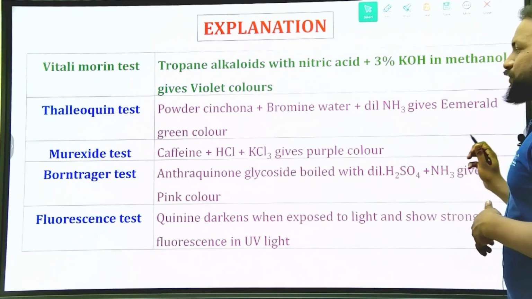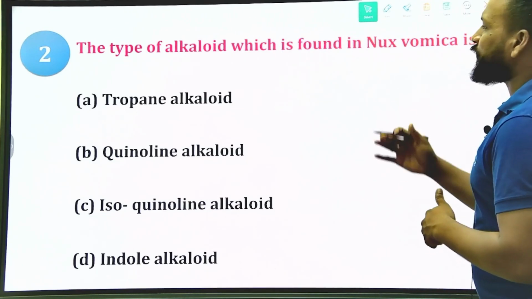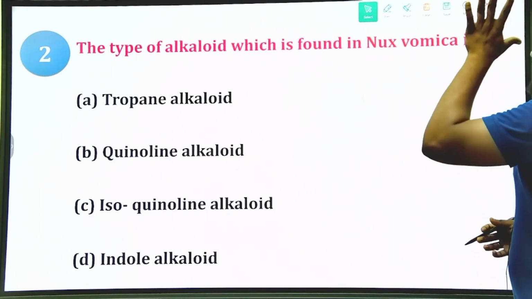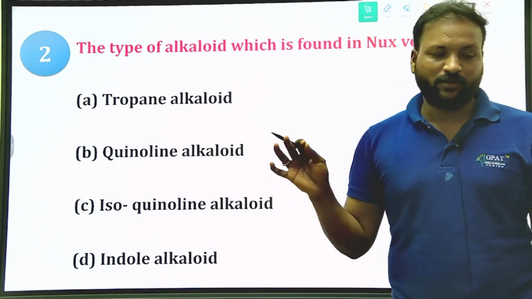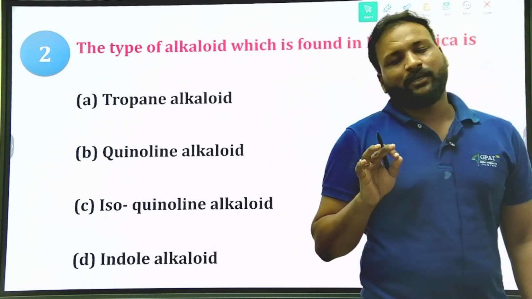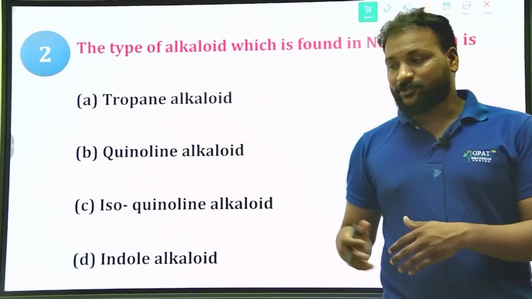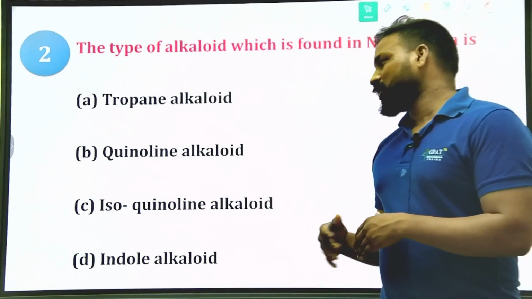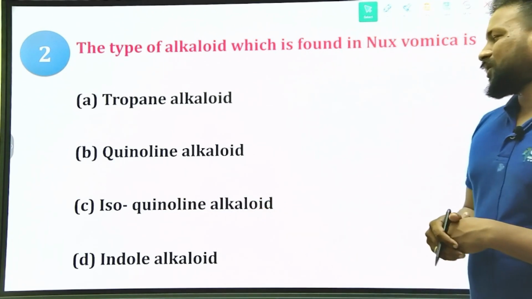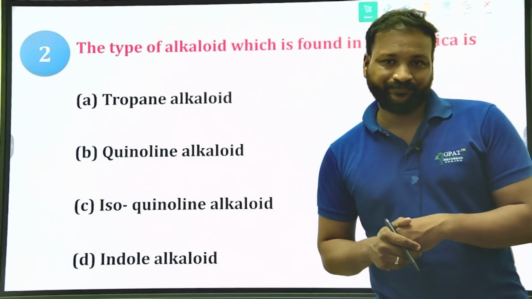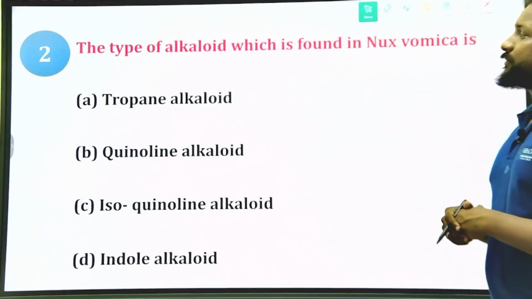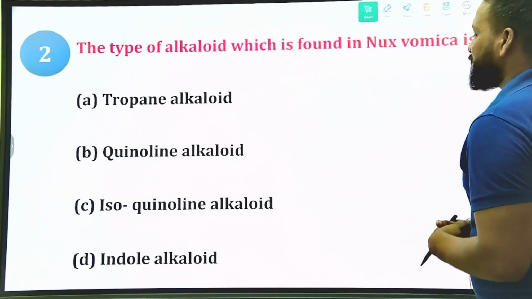Next question of this series. The type of alkaloid which is found in Nux vomica is, which type of alkaloid? They are asking whether Nux vomica comes under tropane alkaloid, quinoline alkaloid, isoquinoline alkaloid, or indole alkaloid. Comment down your answer.